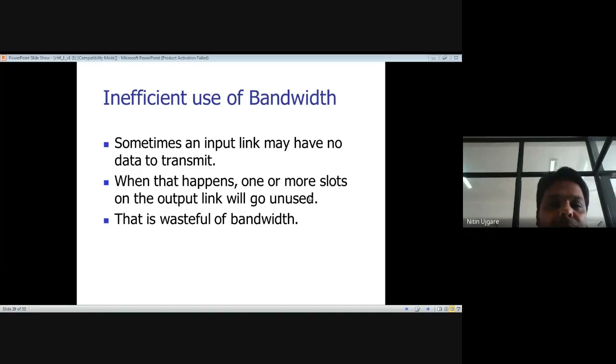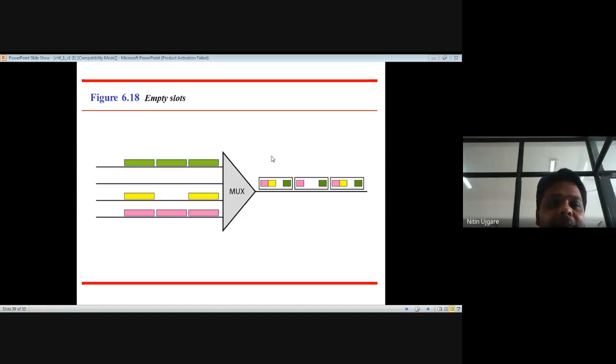So sometimes an input link may have no data to transmit. When that happens, one or more slots of the output link will go unused. Now this is the wastage of your bandwidth, and that's the reason the next TDM technique comes into the picture. This is sometimes referred to as empty slots.